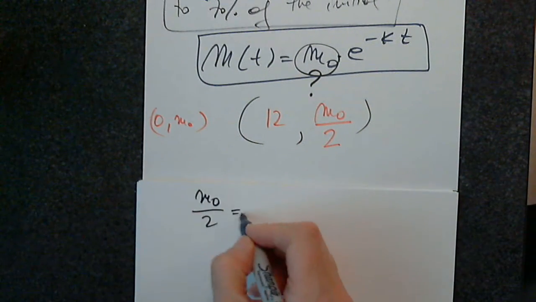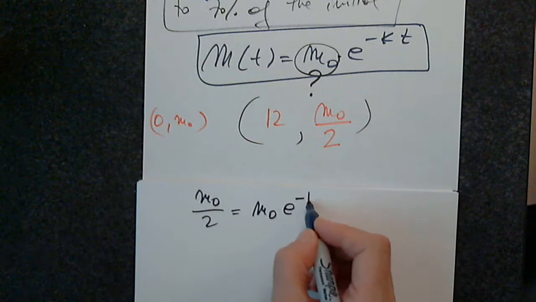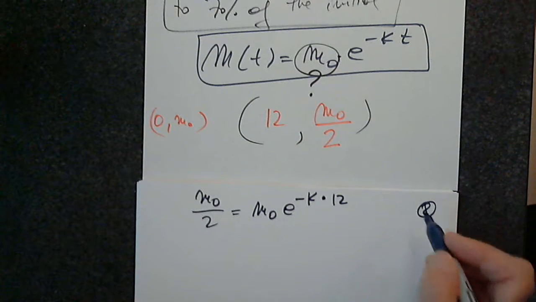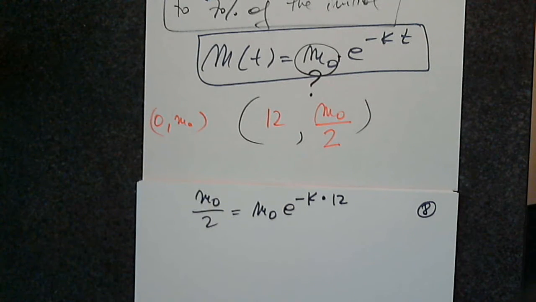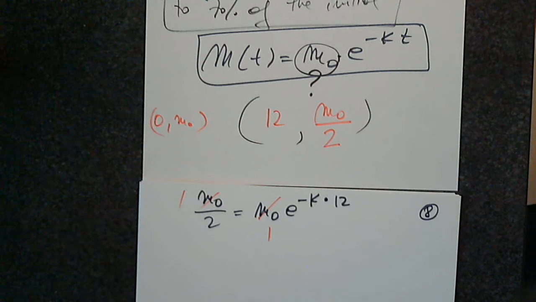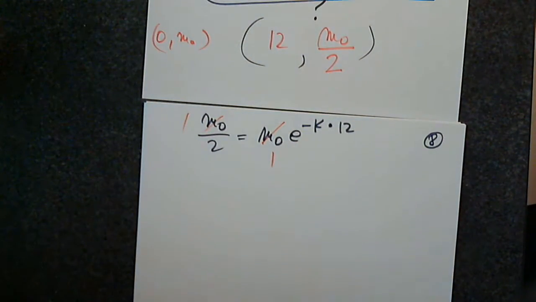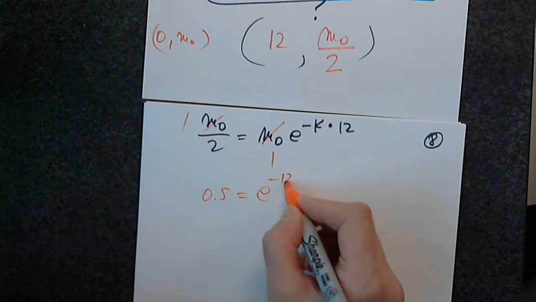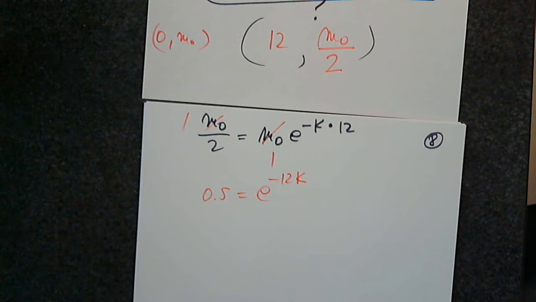Excellent. M0 over 2 equals M0 times e to negative k multiplied by? Indeed. Great job. And now you can say you still don't have M0. I don't care because I can simplify it. I'll divide both sides by M0. No one cares how much I took. So then the left-hand side is 1/2 or 0.5, and the right-hand side is e to negative 12k. Oh, that's all I needed.